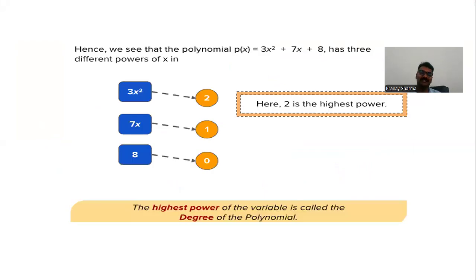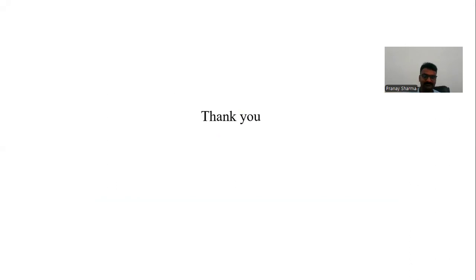Now we'll come to degree. What do we understand by the degree of a polynomial? Degree means the highest power that a polynomial is having. So 3x square plus 7x plus 8. The highest power of a variable is what? 2. So 2 is the degree. And accordingly, we'll be classifying this polynomial as a quadratic polynomial. For 3, it will be a cubic polynomial. For degree 1, it will be a linear polynomial. And so on. Right?